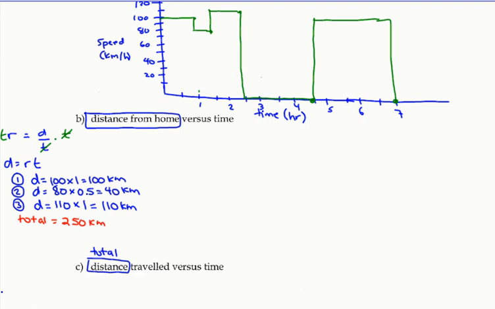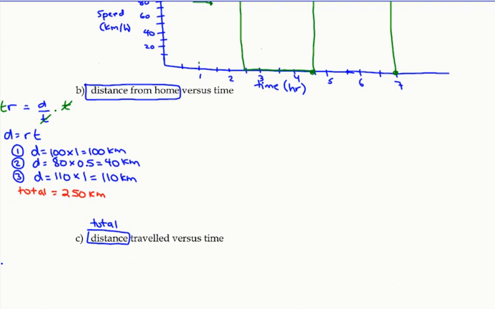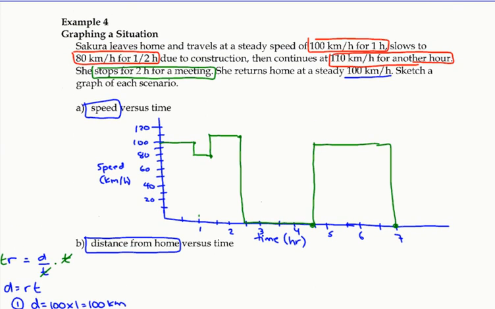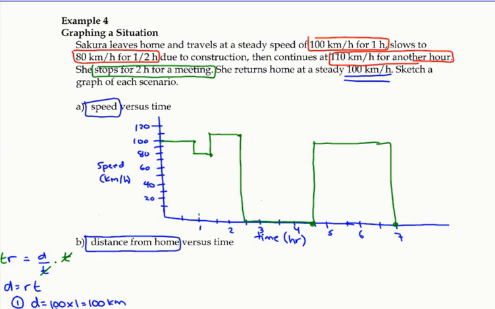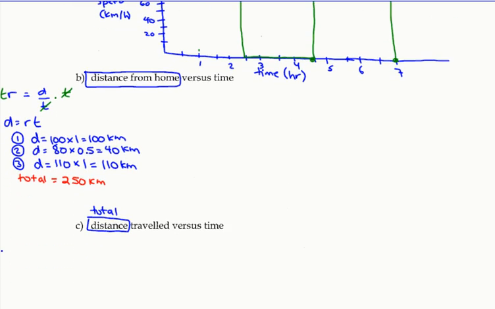250. So on her way home, remember she was traveling at 100 kilometers per hour constantly? Let's go back up here. A steady 100 kilometers per hour. How far did she have to travel to get home? 250 kilometers. So how long would it take her to move 100 kilometers per hour, and she has to move 250 kilometers? 2.5 hours.